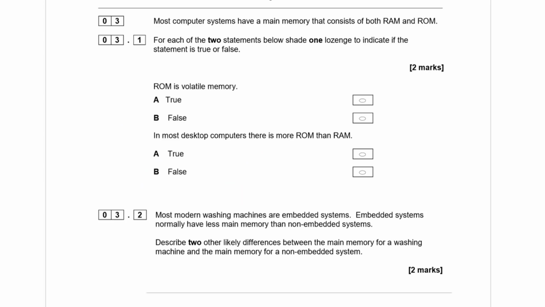Question 3 begins by asking us whether ROM is volatile memory. It's not, it's non-volatile. Volatility is about whether it can retain the data once power is switched off. RAM can't, so RAM is volatile, but ROM can retain its data, so it is not volatile. And secondly, in most desktop computers, there's more ROM than RAM. You'd have gigabytes of RAM, you might have megabytes of ROM, really not much.